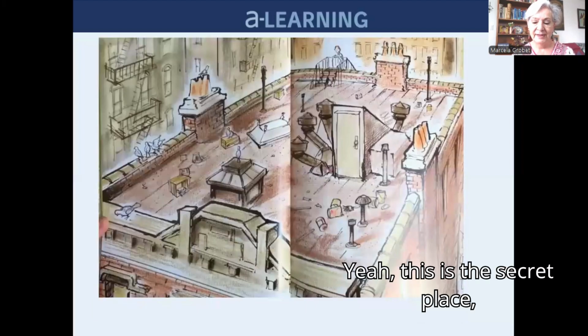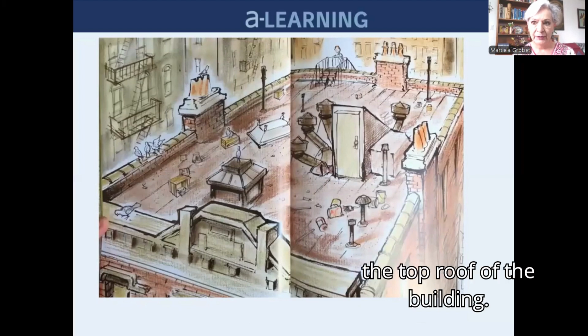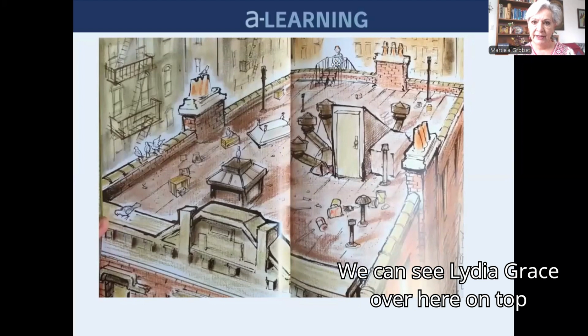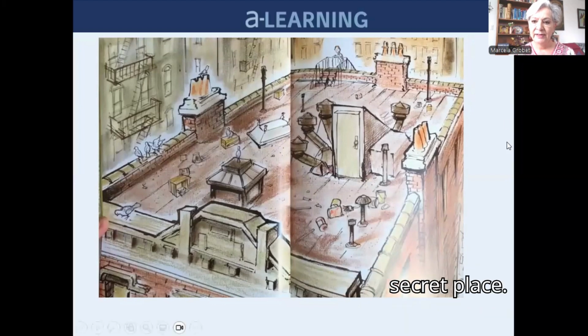Yeah, this is the secret place. The top roof of the building. Take a close look at it. We can see Emma over here on top of the stairs looking at the secret place.